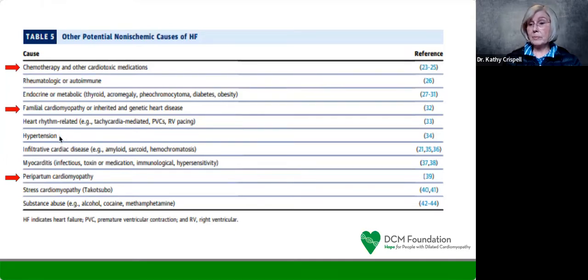The treatment for hypertension most of the time is pretty straightforward and pretty successful. So this is a condition where we can prevent dilated cardiomyopathy by treating it really well.